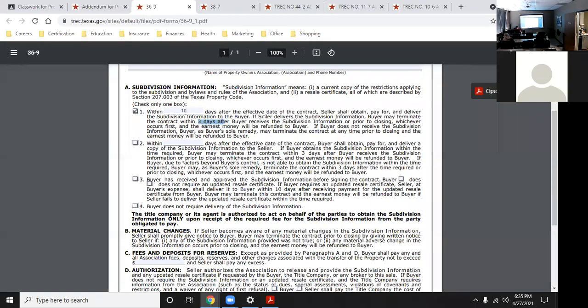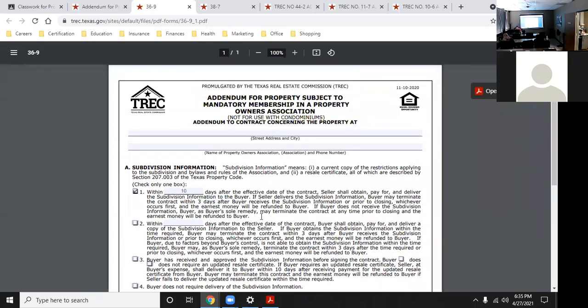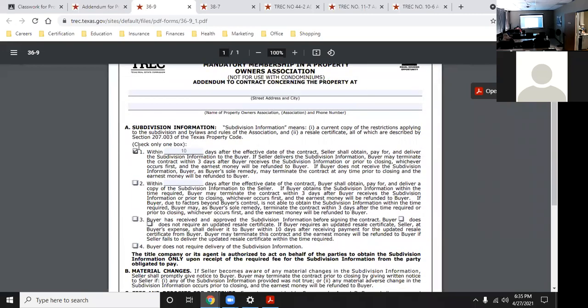So the reason that one is like normal terms, the box that's checked, is because that basically says the seller will obtain and pay for it. Two says the buyer will obtain and pay for it. However, the seller is the one that lives there, so they probably know the most about the area, about how much they pay, and they are probably in contact with the people at the HOA because they pay them every month or whatever. So it's just normal practice that it's usually one.